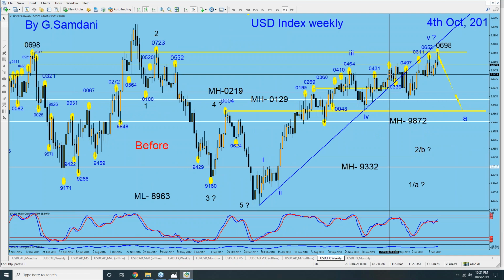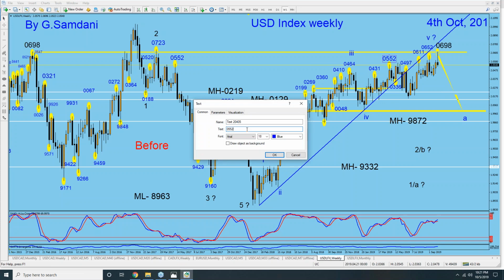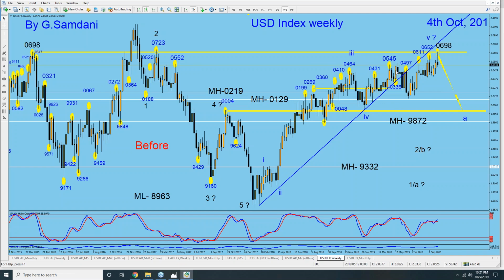I don't have it written here, but it's 0545. So I can just type a number here. 0545. Actually 0552 is fine, but just for the heck. Okay, so this is the number. We are at 0540, right? So 45, we are below this and this.